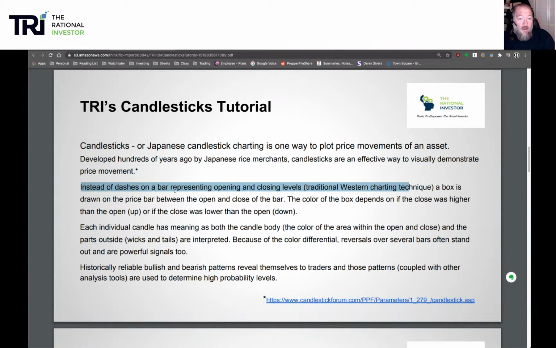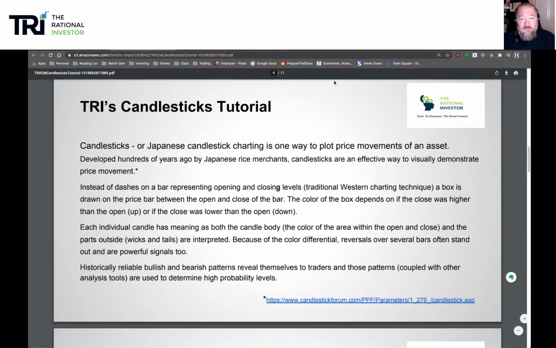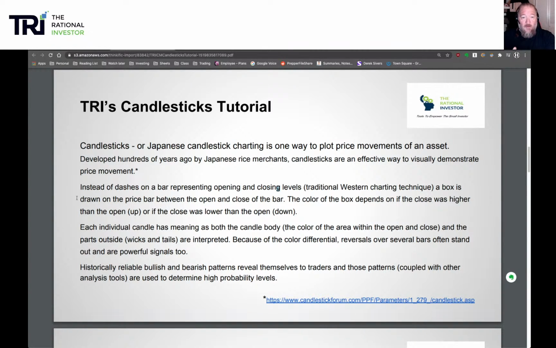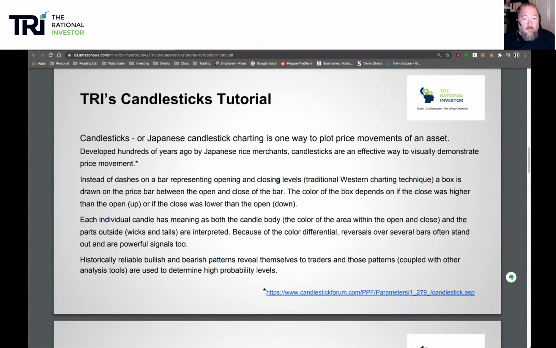Instead of dashes on a bar, which was traditional Western charting, it draws a box with the open at one end of the box and the close at the other, and then a wick and a tail showing the lowest price that the asset went to and the highest price the asset went to during that same time period. The color of the box is different whether the close is above or below the open.